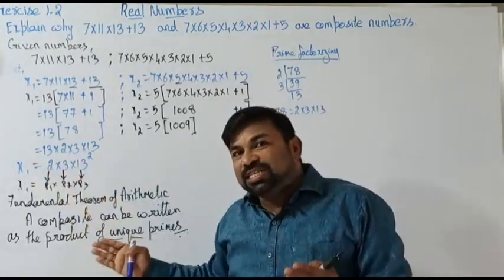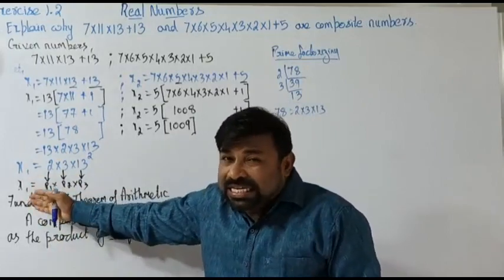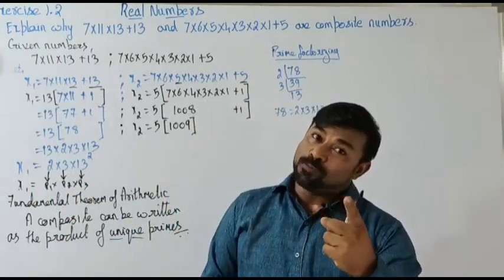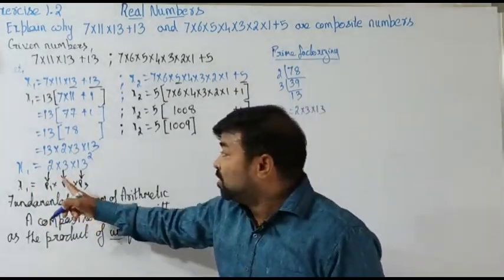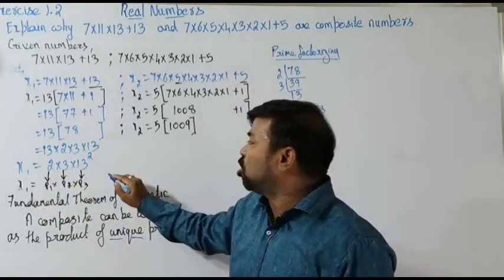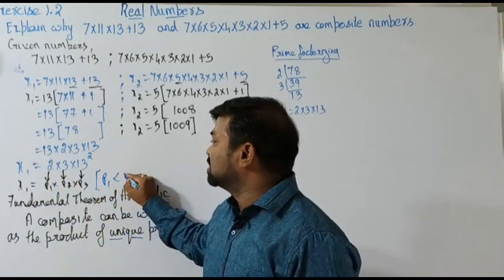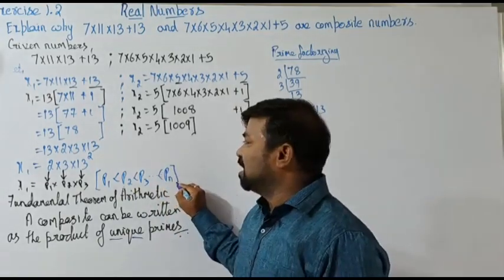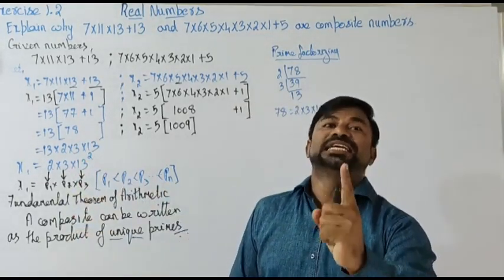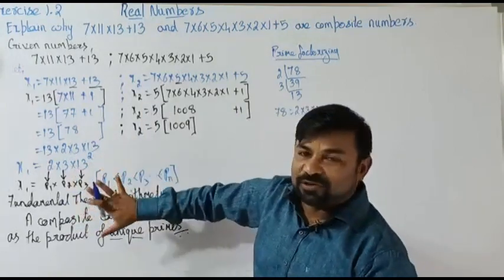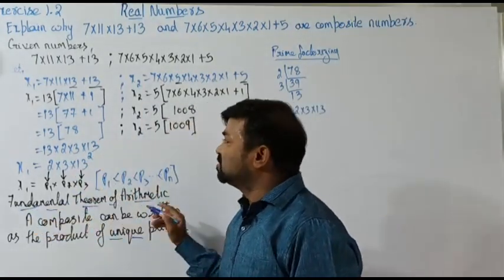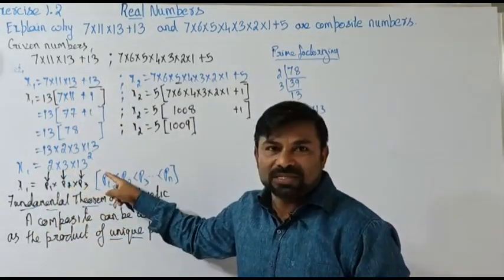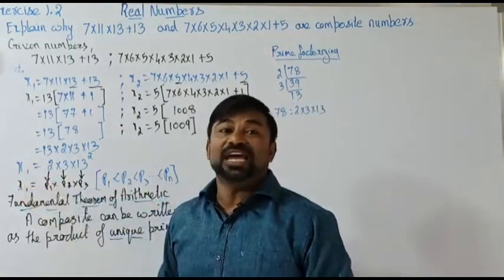So as x1 satisfies the condition that it is written as the product of unique primes, I can say x1 is a composite number. Of course, you have to remember these primes are written in ascending order, meaning P1 is less than P2 is less than P3 and so on, up to Pn. According to the fundamental theorem of arithmetic, as the number is written as the product of unique factors, all of them prime numbers, it is a composite number.